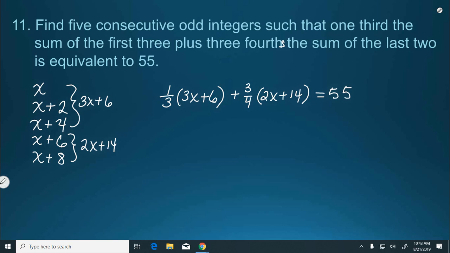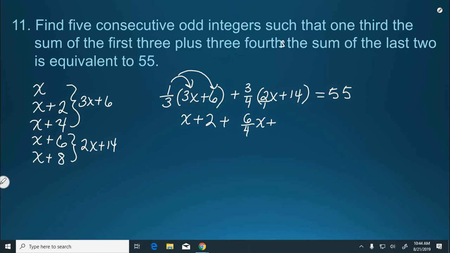Whew, lots of things going on there. So now we need to distribute to get rid of the parentheses. 1/3 here makes this easy. 1/3 of 3 is 1x. 1/3 of 6 is 2. 6 divided by 3 is 2. Plus 3/4 times 2. Well, I can't do 2 divided by 4 and get a half. So I'm going to do 3 times 2, which is 6, then leave the denominator 4, because it's like doing 2 over 1. 3 times 2 is 6. 4 times 1 is 4.